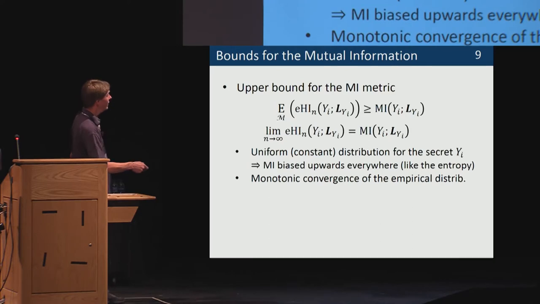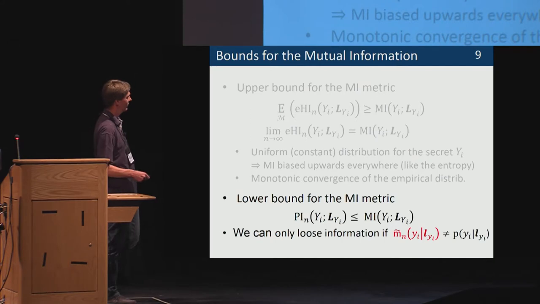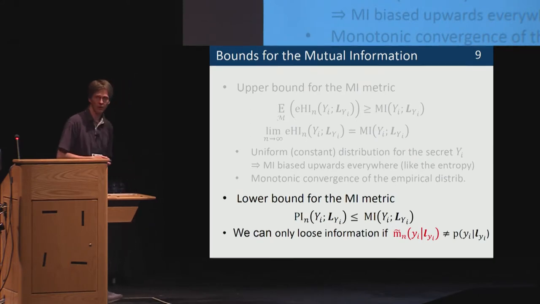The other thing that we use is, of course, the nice properties of the empirical distribution that converges towards the true distribution in a monotonic manner. We also have a lower bound for the mutual information metric, which is essentially that the perceived information is always lower than the mutual information. This is a bit more technical. It's obtained by solving an optimization problem, but it's also quite intuitive because it shows that whenever you use an incorrect leakage model, you can only lose information.